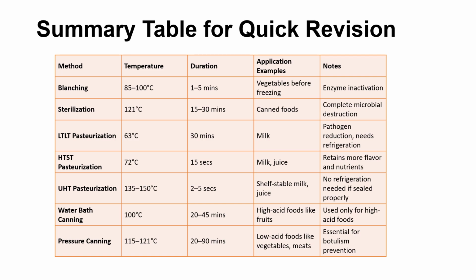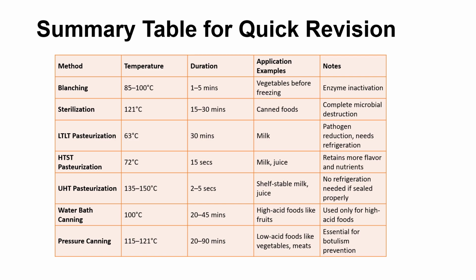Next one is water bath canning. The temperature here is 100 degrees Celsius. The water bath or the boiling water, you can remember like that. Okay, the duration here is 20 to 45 minutes. It is used mainly for high acid foods like fruits and pickles, you can remember. Used only for high acid foods. You have to remember, if the question comes like which is the method used exclusively for high acid food preservation, we can say it is the water bath canning.